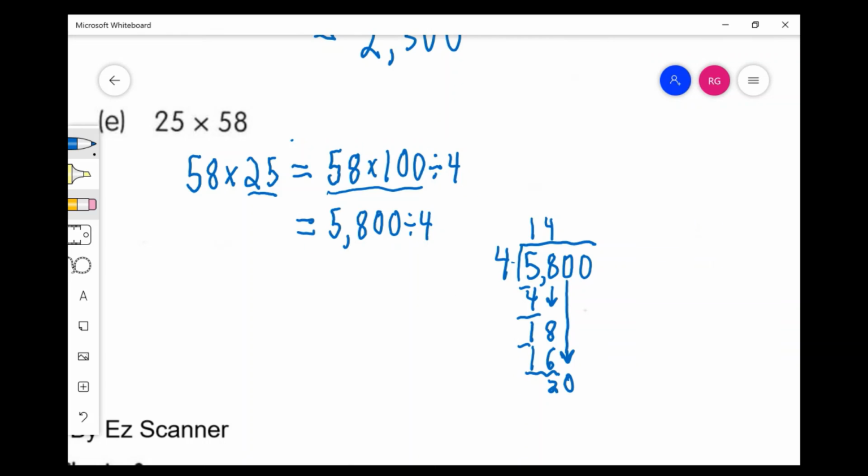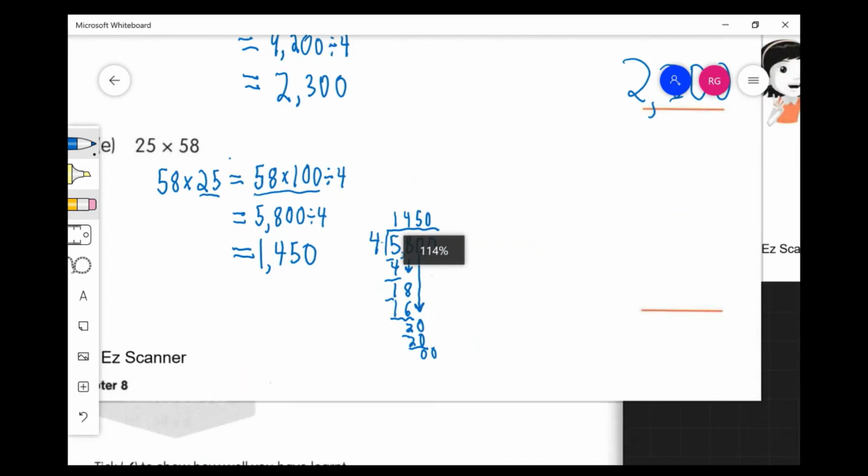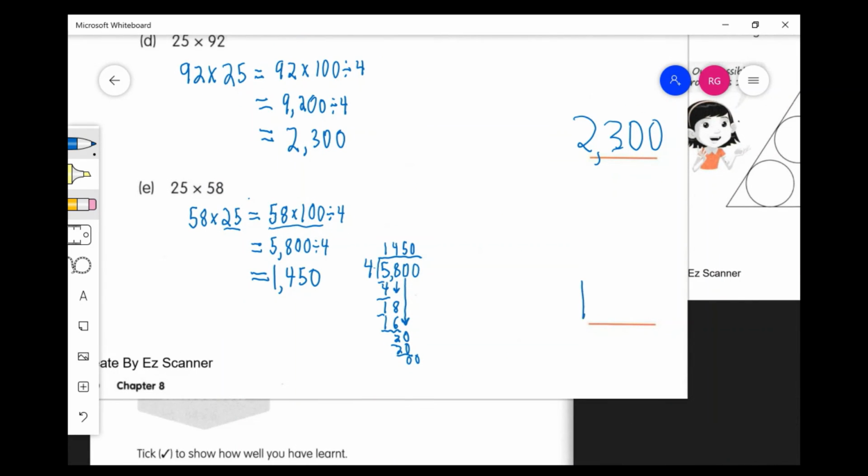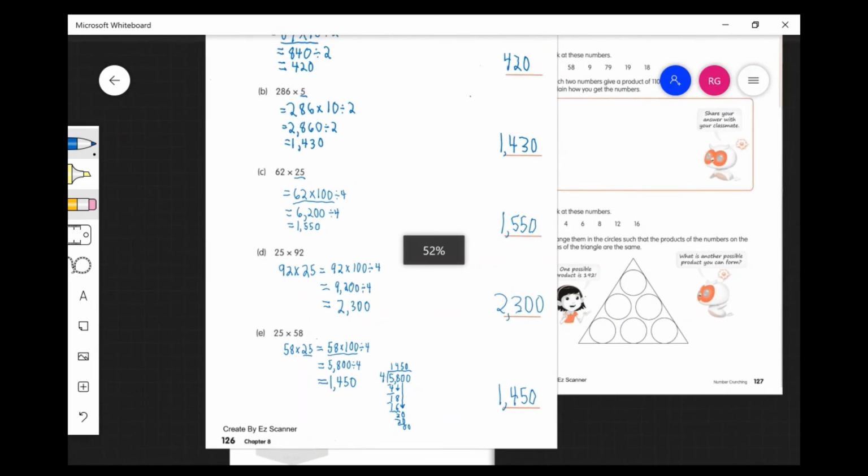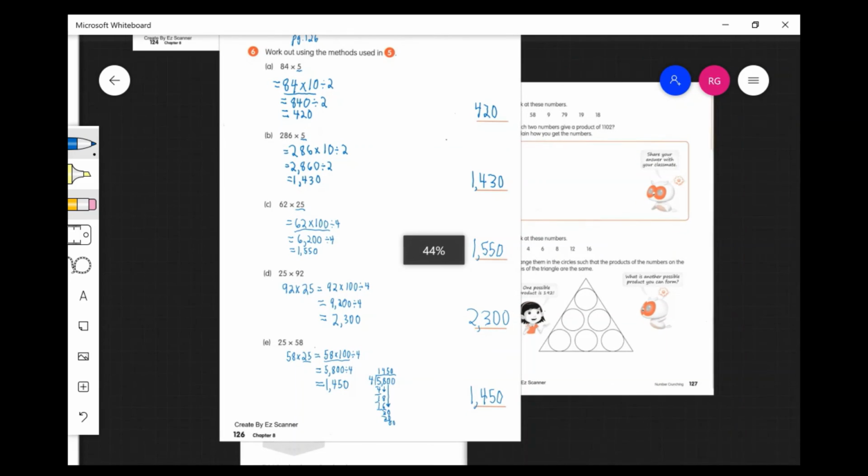Okay. And I take 4 times 5. I think that's going to do it. 4 times 5 is 20. All right. Minus that is 0 and 0. And that goes in there 0 times. So we have our answer there is 1,450. Okay, and then we should write that on the space there, 1,450 right there. And let's take a look at the whole page. All right, so those are our answers on page 126.